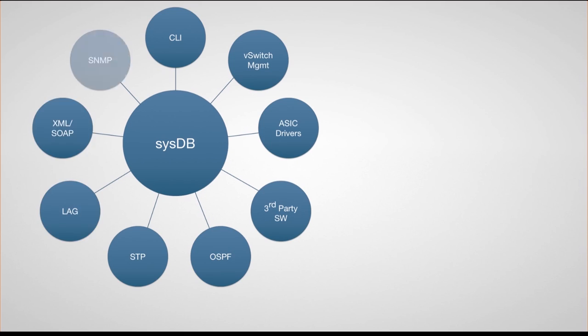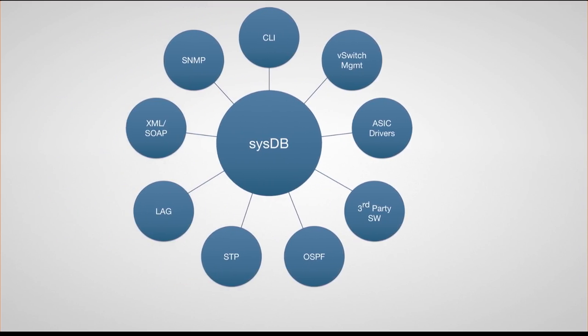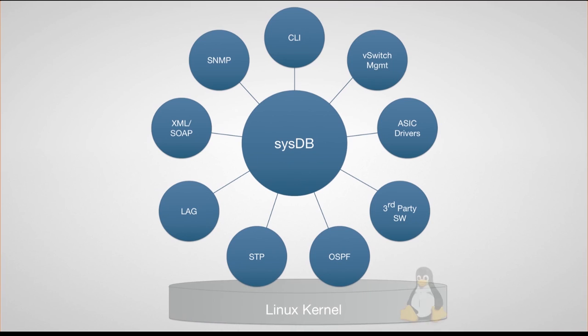Arista was the first to leave Linux open, where an administrator can access root and install and run Linux-based tools. By building on true Linux, EOS captures the benefits of the Linux community. Let's take a look at some of the capabilities.